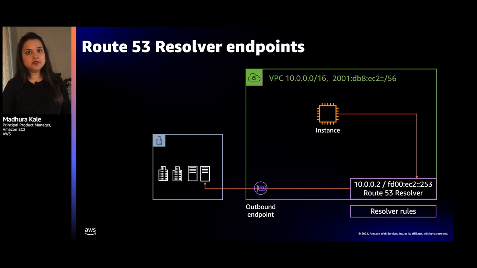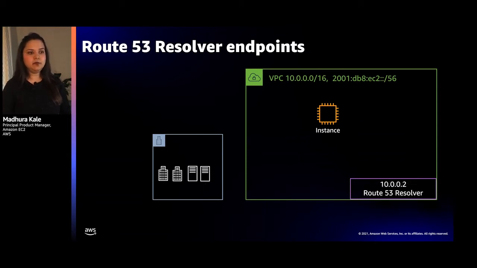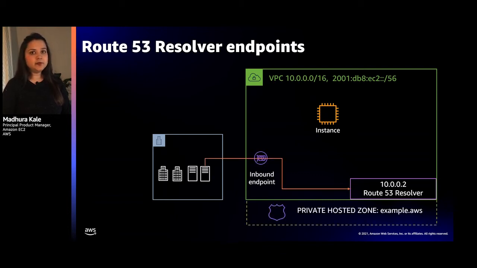The reverse can also be done, where your DNS resolver on premises can use something called an inbound resolver endpoint to forward DNS queries to the Route 53 resolver to reach either your AWS resources like EC2 instances, or look up DNS records in your private hosted zone.